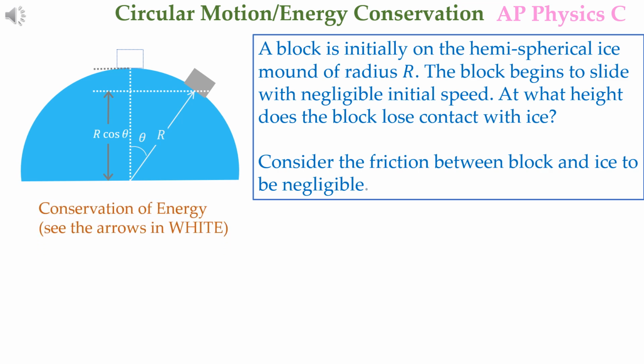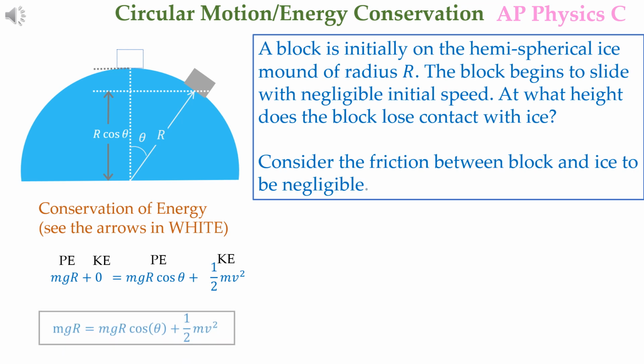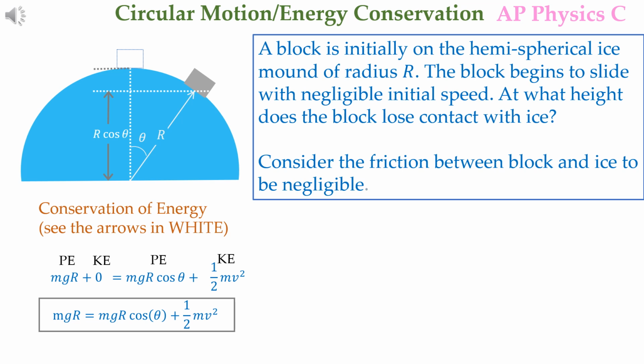We use the conservation of energy equation, which says potential energy plus kinetic energy must be the same at all times. We get this equation. We don't want to solve it now. Here, if you noticed, we consider the potential energy at the ground as 0.